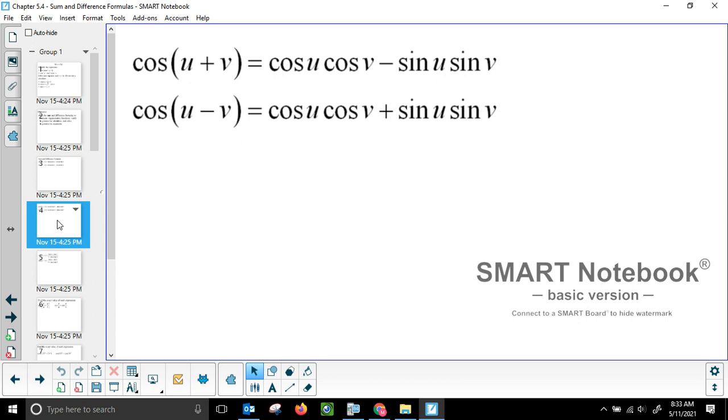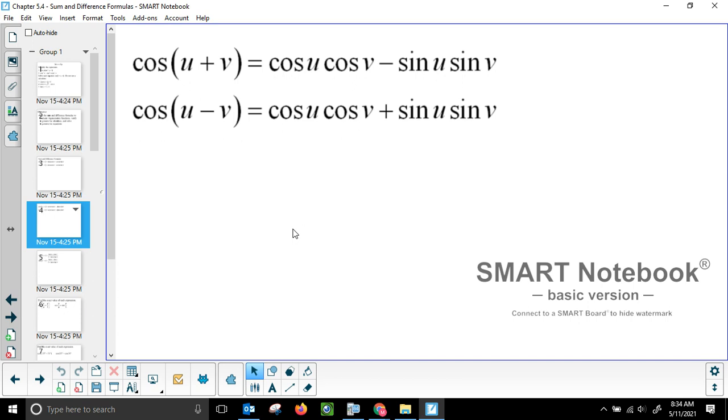All right, guys, here are the sum and difference formulas for cosine. Do be mindful here. A lot of people mess these up because when you have cosine of u plus v, there's actually a minus in the formula. And when you have cosine of u minus v, there's actually a plus in the formula. So do keep that in mind. Cosine of u plus v is equal to cosine u cosine v minus sine u sine v. And cosine of u minus v is equal to cosine u cosine v plus sine u sine v.